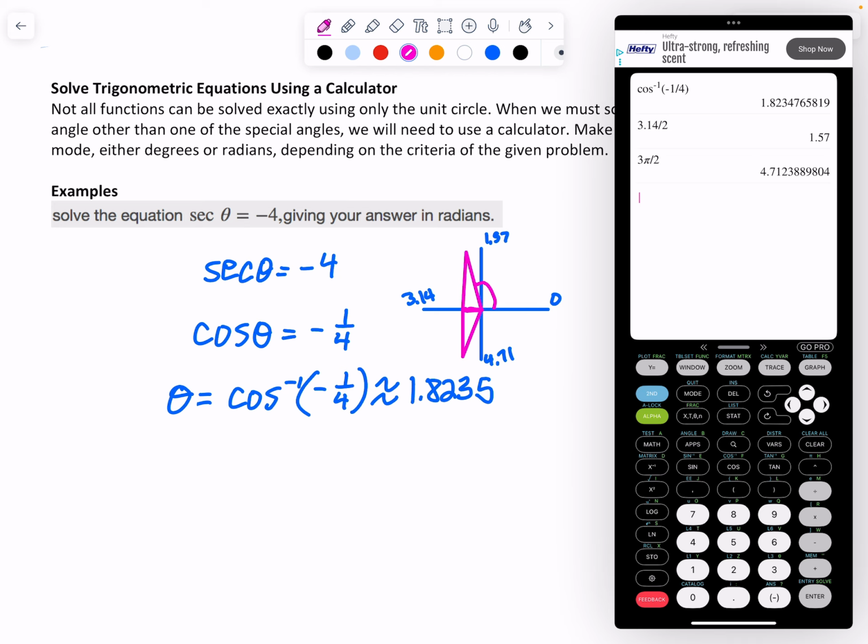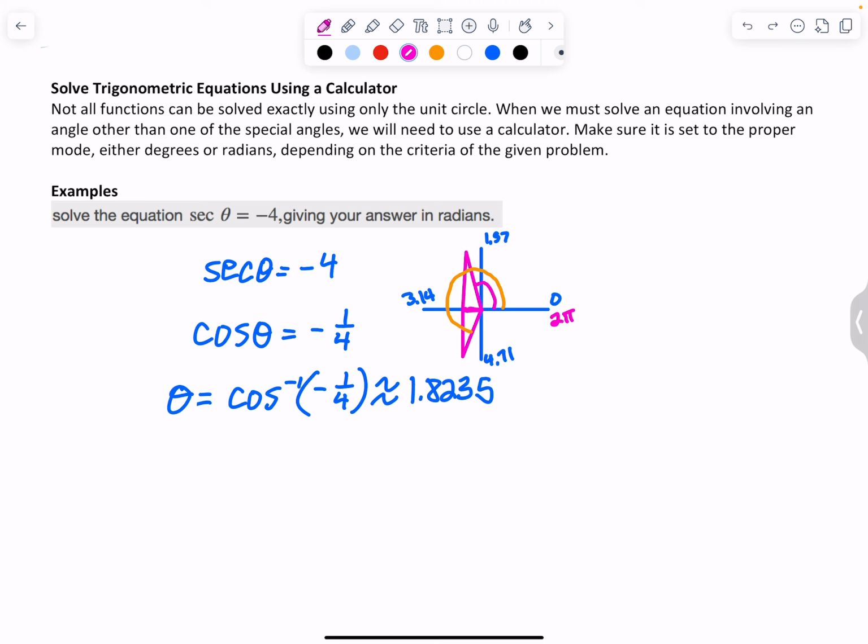So I want you to notice a couple things. What I'm looking for now is this angle, and that's going to be my second answer, to make sure I get 2 answers in one rotation. To figure that out, you can see that this angle right here is the same as the one above. I know it's off, but it's okay. Let me do it in a different color because it's kind of hard to see. This angle here is the same as that one. Those two are the same. So that angle there is the 1.8235.